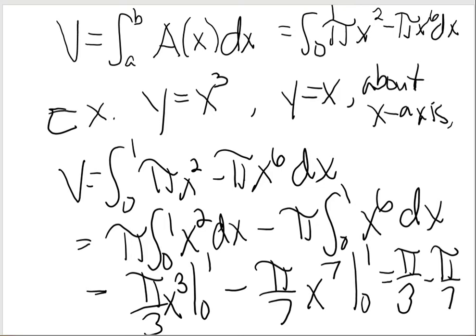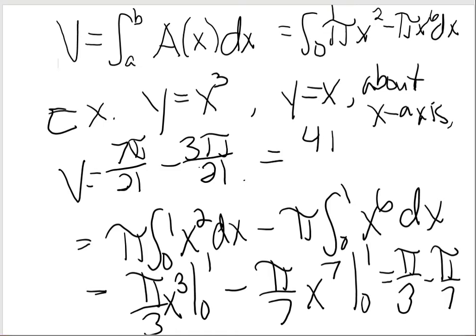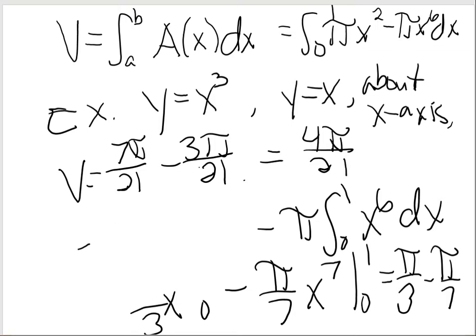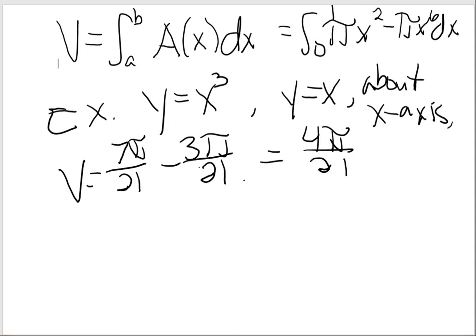And what does that give us as a final answer? Well, this is going to be 7 pi over 21 minus 3 pi over 21, or 4 pi over 21. Which gives us our volume.